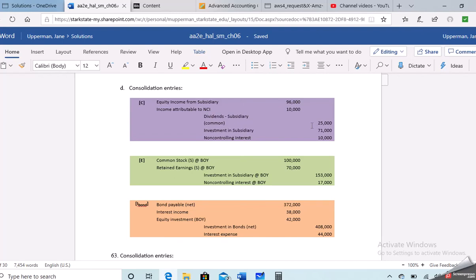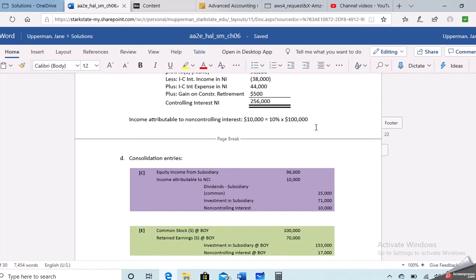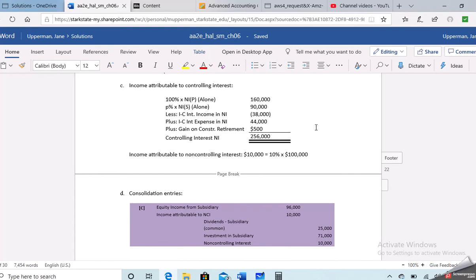We can look back up at that, because that does map out our NCI. Here, this shows you the net income attributable to the non-controlling interest: the $100,000 of the sub's net income times the non-controlling interest percent of 10%. So that's where this $10,000 comes in. They eliminate the dividends completely.